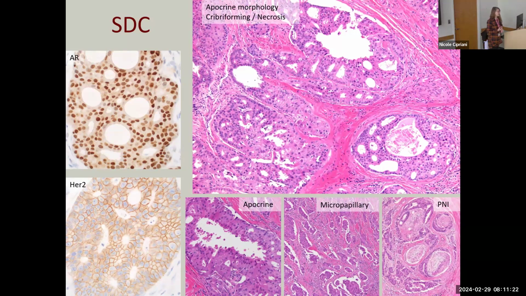Genetically, these are not specific. They have a myriad of mutations, including those in TP53, PTEN, PI3K. So they don't have a disease-defining mutation, but they do have a conglomerate of various genetics.